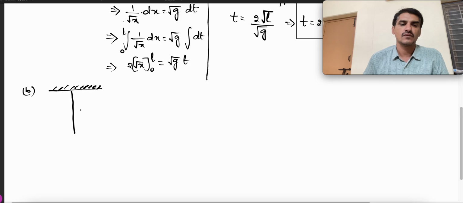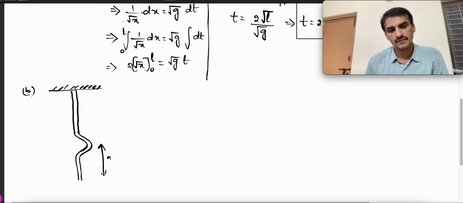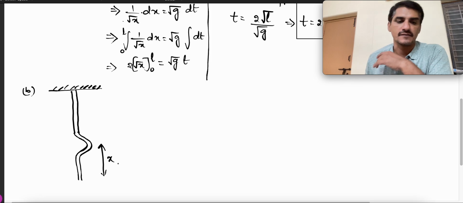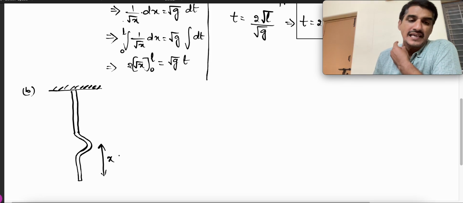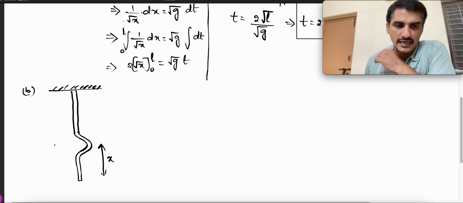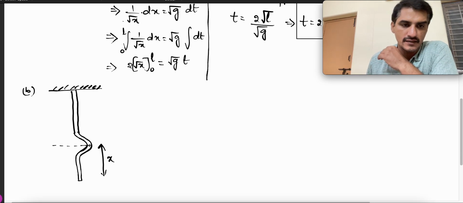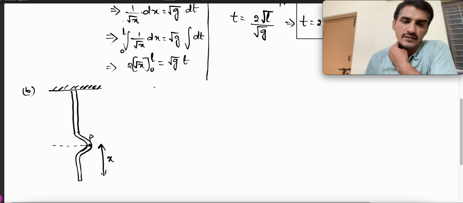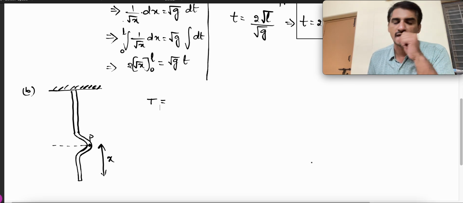Now consider this is a rope. Assume that a certain pulse is generated in this rope at a distance x from it. Now the mass density is different. Let us first find the tensional force exactly at this point. What is the tension here? T is the tension at point P. What is the remaining length?